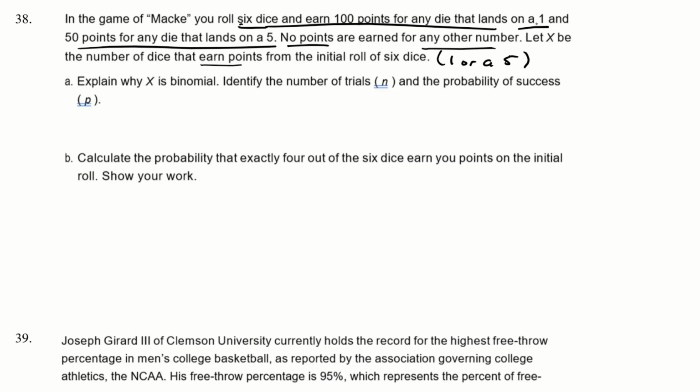The dice that roll a 1 or a 5, basically. Explain why X is binomial. Identify the number of trials, and so on and so forth. Okay, so each die, well, here, let me just do this. There's either success or failure, right?